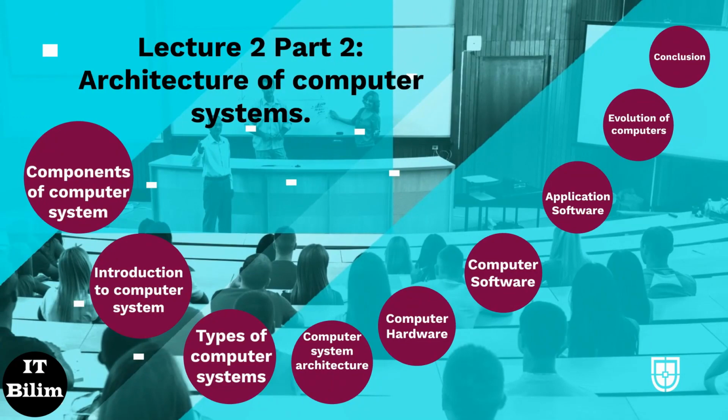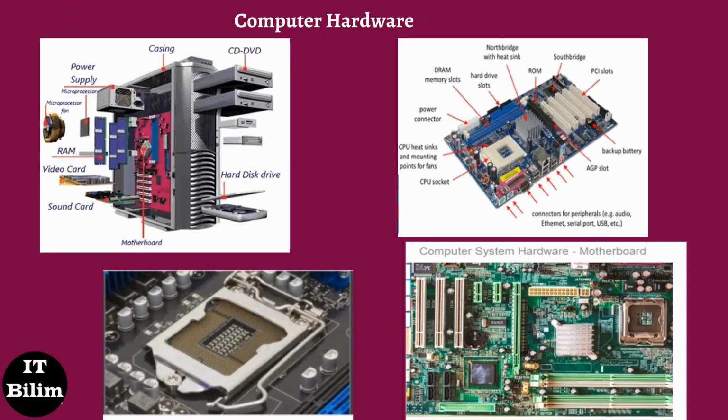Computer hardware. The computer system mainly consists of hardware components and software components. All the physical components inside the computer cabinet and the input/output gadgets attached to the computer are referred to as hardware components. The hardware components inside the computer cabinet are referred to as internal components, such as the motherboard. The external hardware components attached to the computer system are also referred to as peripheral devices, such as keyboard, mouse, monitor.